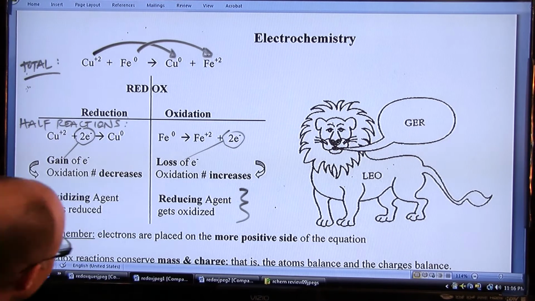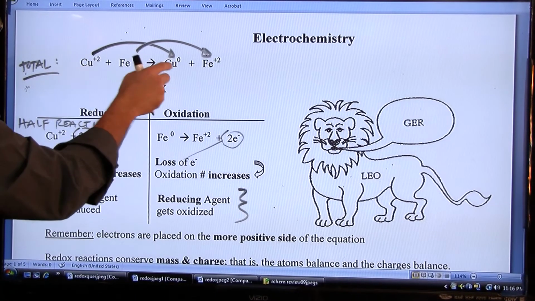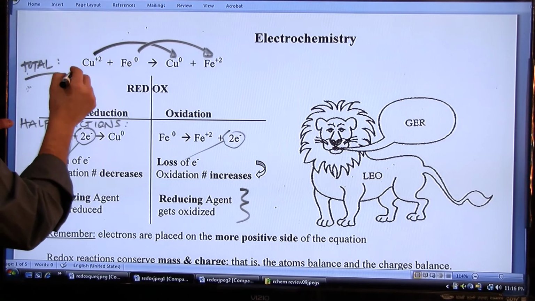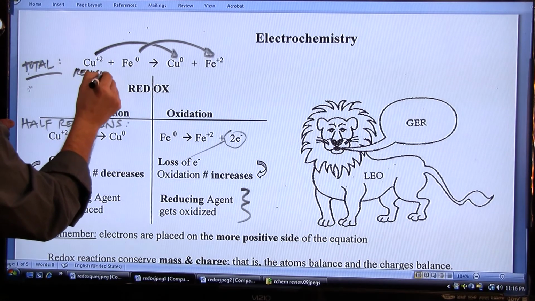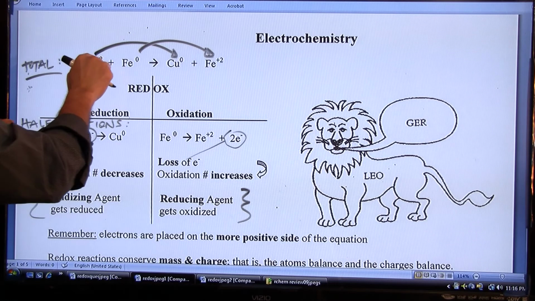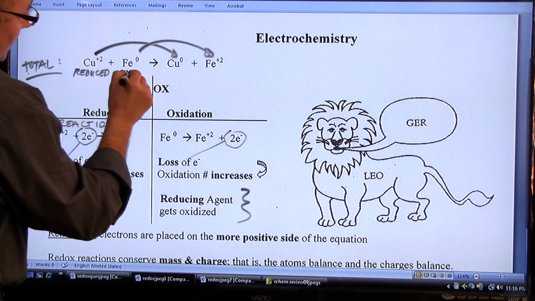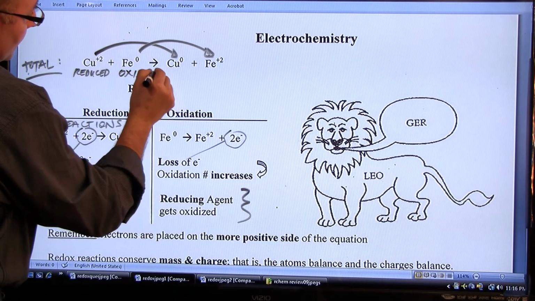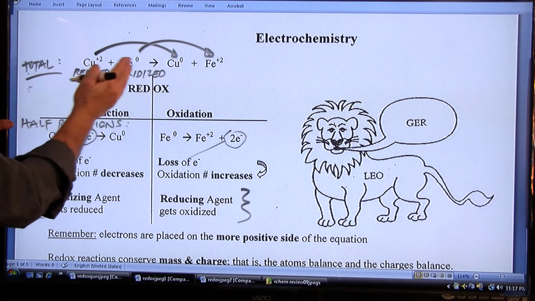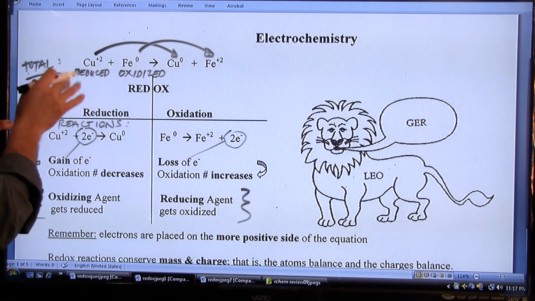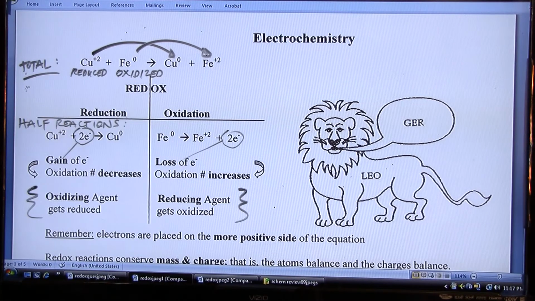If you want, we could note that up here too. Copper plus 2, going from plus 2 to 0, is getting, in this case here, reduced. Notice how its oxidation number decreases. And the iron is getting oxidized. So note, the species reduced and the species oxidized are always on the same side. They are the reactants. So that's good to keep in mind when they ask you multiple choice questions on this.